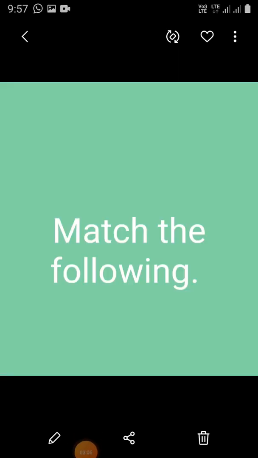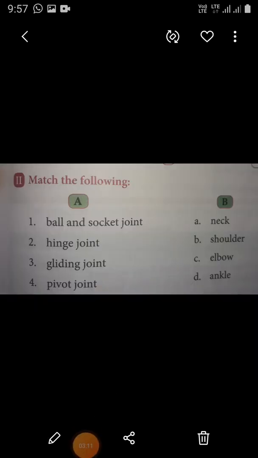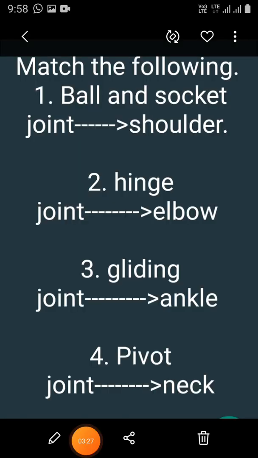Next, match the following. In A column, first one is ball and socket joint, second hinge joint, third gliding joint, and pivot joint. In B column, neck, shoulder, elbow, and ankle. First one, ball and socket joint. Answer is shoulder. The shoulder and hip joint are examples of ball and socket joint.